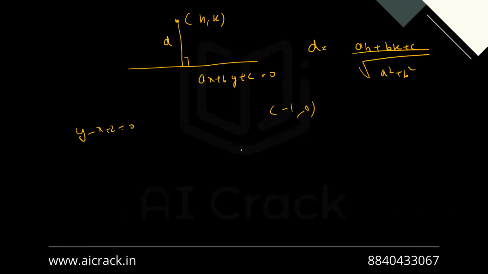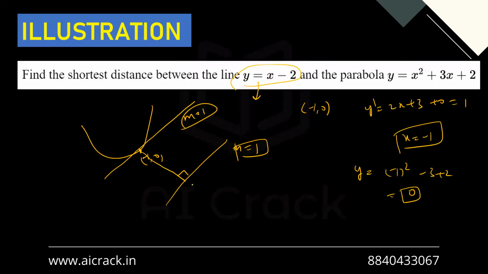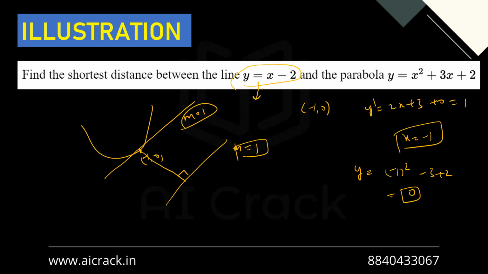So basically we'll be getting (0 - (-1) + 2) divided by under root 1 square plus 1 square, basically 2. So that would be 3 by root 2, right? So this is the distance from this particular point onto this. So basically the common normal distance is 3 by root 2.